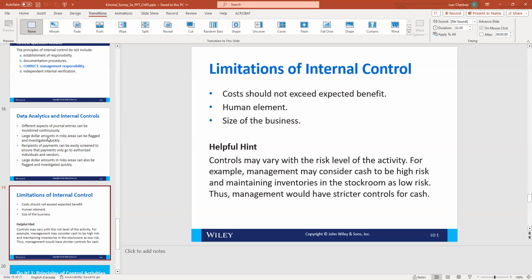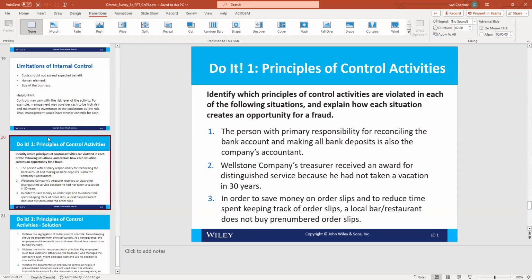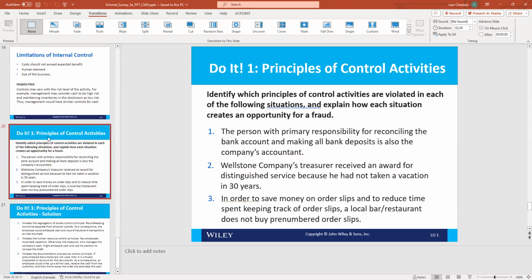What will be helpful here? Control may vary with the risk level of the activity. For example, management may consider cash to be high risk and maintain inventory in the stockroom as low risk. In that case, the management should be more strict on the cash rather than the inventory. Depends. That's why it's very important for you to identify the areas of risk in order to put the right procedures in the right places with the minimum costs. Let's do this. Principles.